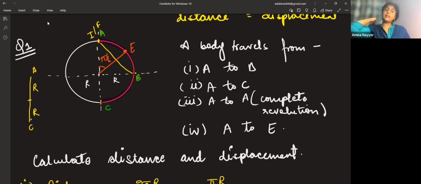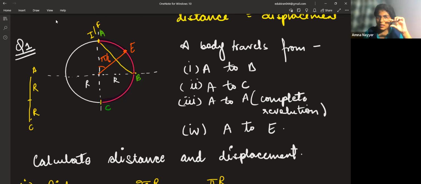E part, this is a random point given. We don't even know which part this is. In the first part, we had 1/4 of a circle, so we wrote 2 pi r by 4. In the second part, we had half of a circle, so we wrote 2 pi r by 2. Do we know anything regarding this E point? We have no clue. It's just a random point that has been given, but with just one hint, that is pi by 6. At least we know that the angle is mentioned to us, right?